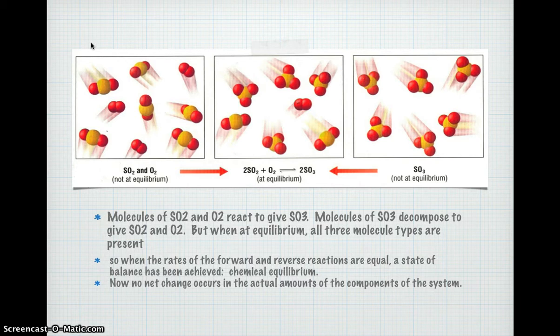Take a look at the middle. 1, 2, 3, 4, 5, 6 sulfurs. 1, 2, 3, 4, 5, 6, 7, 8, 9, 10, 11, 12, 13, 14, 15, 16, 17, 18 oxygens, and the one on the right you would count the same. So no net change occurs in the actual amounts, and you should realize that because all chemical reactions are just a changing of reactants to products, and the components or molecules are not lost.